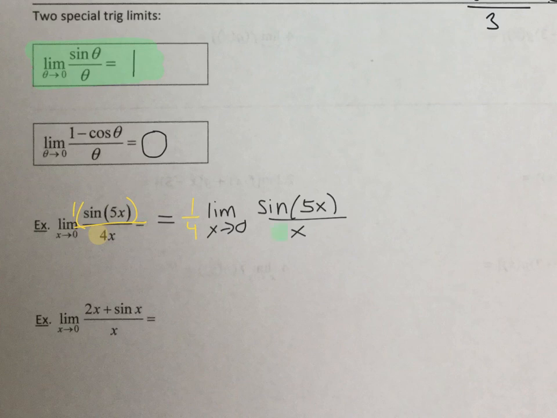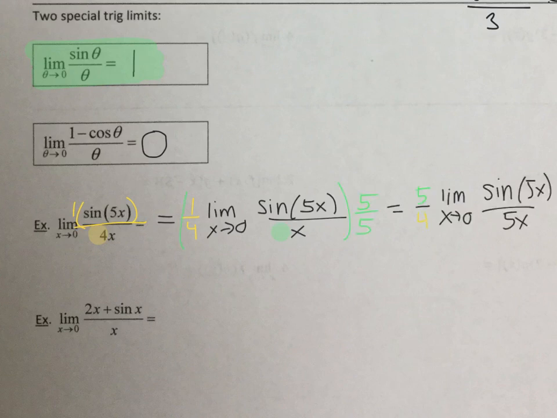How do you think I should get a 5x on the bottom? Well, I can multiply this entire limit by technically 1 disguised as 5/5. Okay, and then once I simplify everything, my new limit is going to be 5/4 times the limit as x approaches 0 of sine of 5x over 5x, and I know that that turns into 1, so my final answer is just going to be 5/4. All right, how about you guys try the bottom?